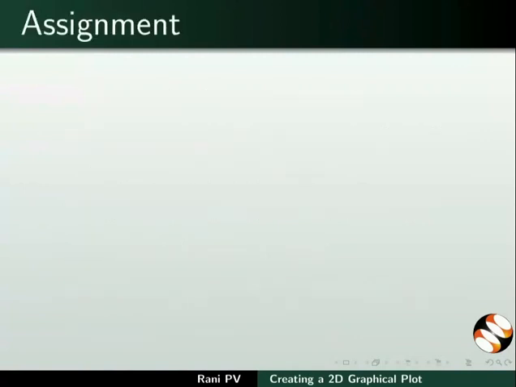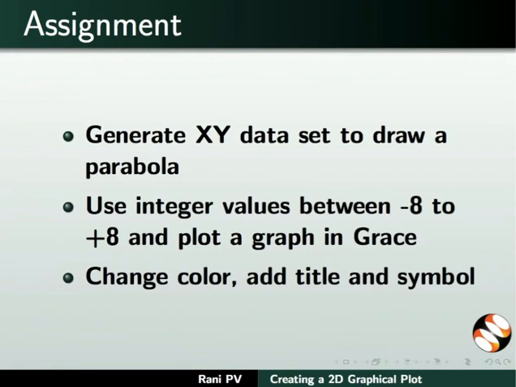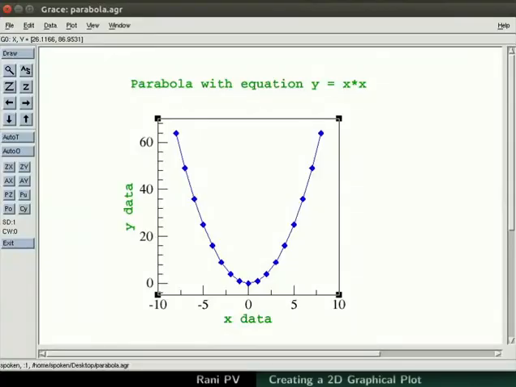As an assignment, generate XY data set to draw a parabola. Use integer values between -8 to +8 and plot a graph in Grace. Change color, add title and symbol. The completed assignment should look similar to this.